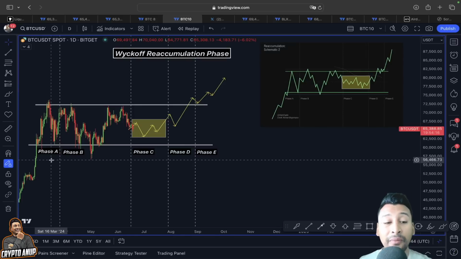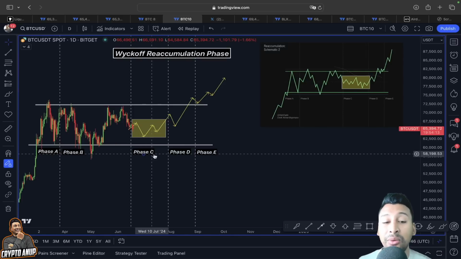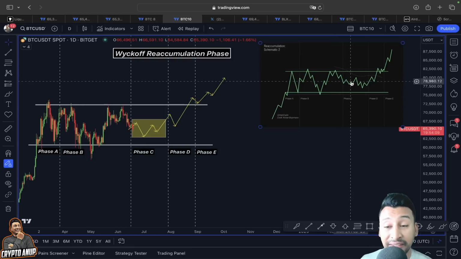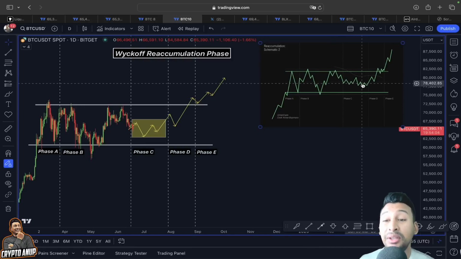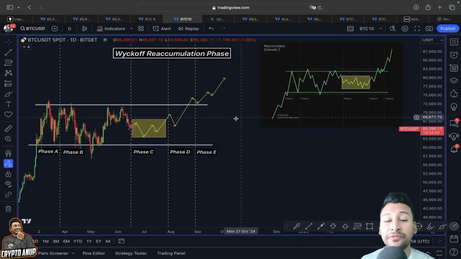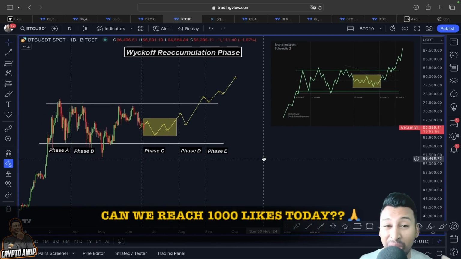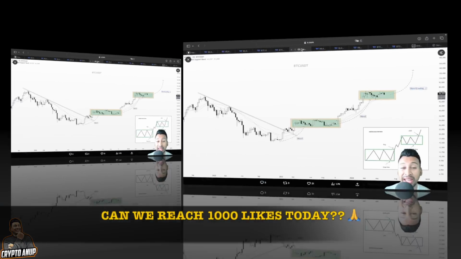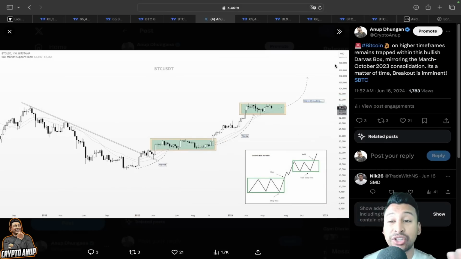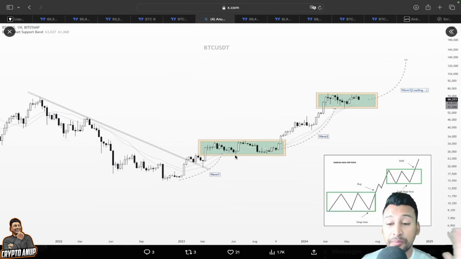Price has already formed phase A, phase B, and now this here could be the beginning of phase C. And in phase C, just like as shown in the example, we are expecting more sideways movement, even few pullbacks before starting with an actual bullish move. Because if you look at this Wyckoff reaccumulation phase, and if you look at this example, this actually makes a lot of sense. Price of Bitcoin right now could be in this Darvas box pattern.